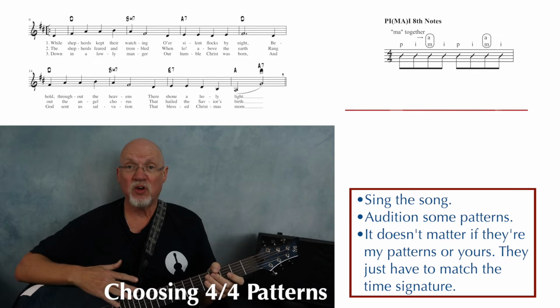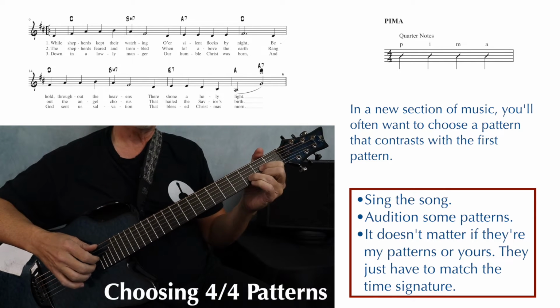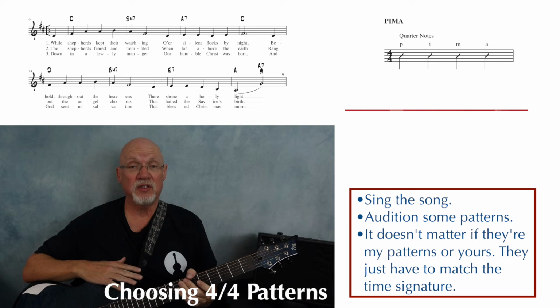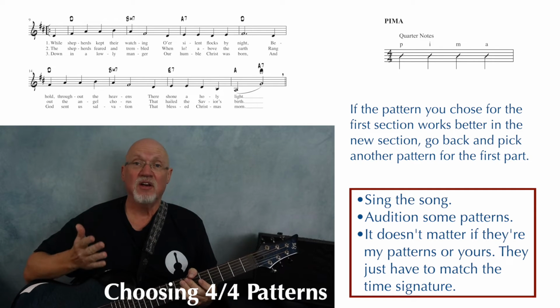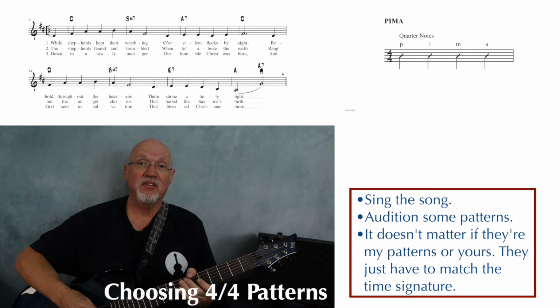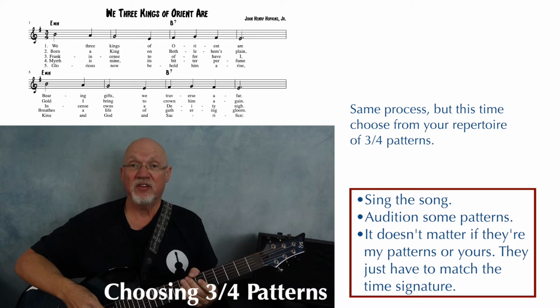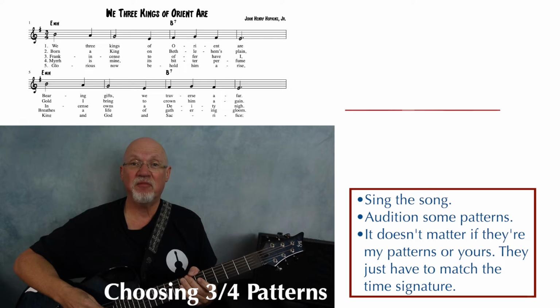All 4 of those work pretty well, but for my taste, I think I would go with pattern number 1, that simple. I think it makes a nice contrast to the first pattern, but again, you could choose another pattern. Now, if you decide that the pattern you chose for the first section works even better for the second section, go ahead and use it for the second section, go back to the first section, re-audition some patterns. Now, let's say your song is in 3/4 time. Go through the same process. Sing the song, try out some patterns, either some of mine, some of yours. Doesn't matter, they just have to be in 3/4 time.